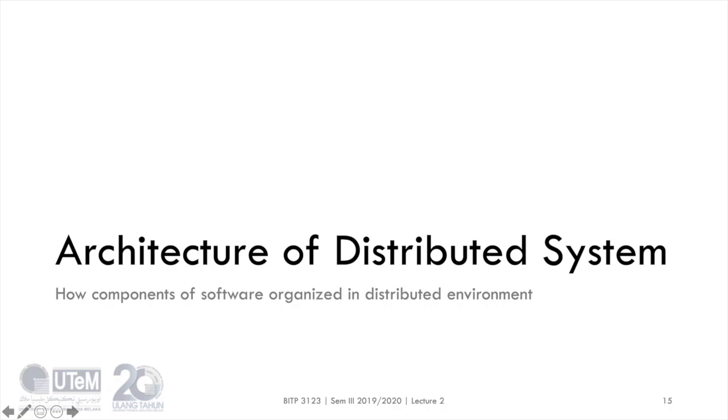Let's look at the architecture of the distributed system. Basically, architecture is about organizing all components needed to run the software. For example, if the software that you build requires a database, where the database should be and how to connect to them.